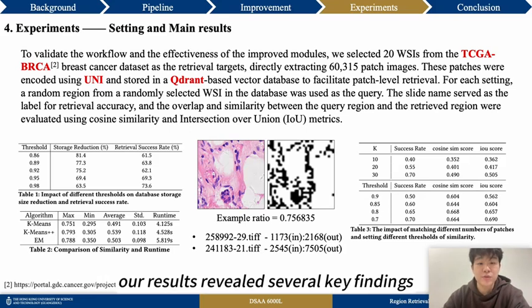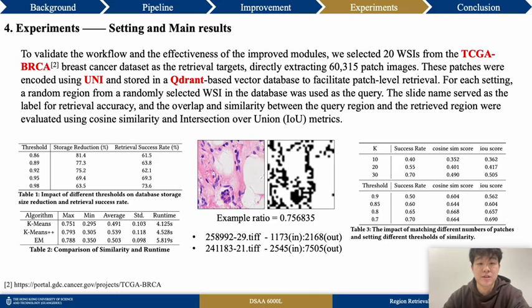Our results revealed several key findings. First, by adjusting storage thresholds, we observed the trade-off between storage efficiency and retrieval accuracy.